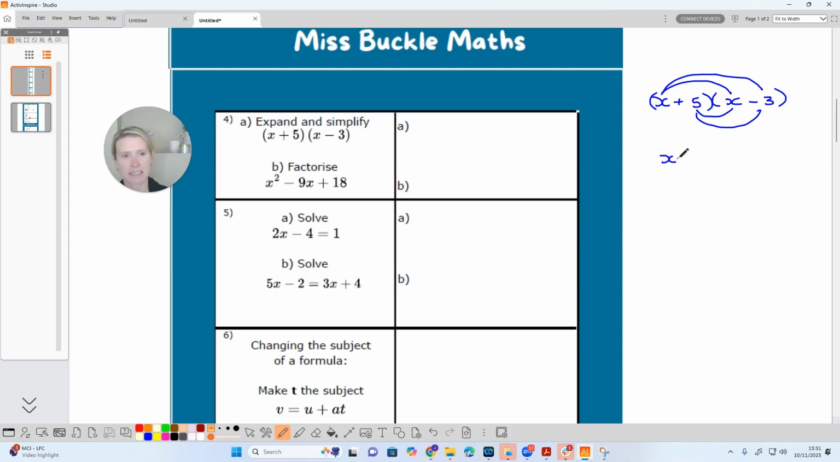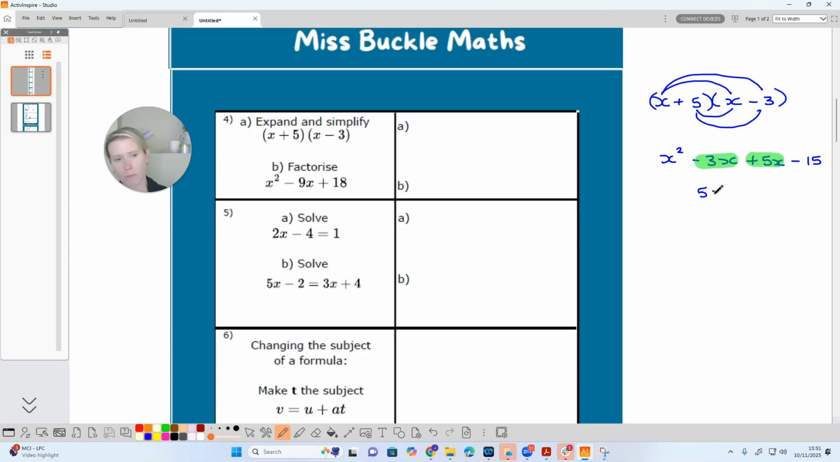Well, x times x is x squared, x times -3 is -3x, 5 times x is 5x, it's a positive 5x because they're both positive, and positive 5 multiplied by -3 makes -15. Okay, joining those together then. So we have -3x and we're adding on 5x.